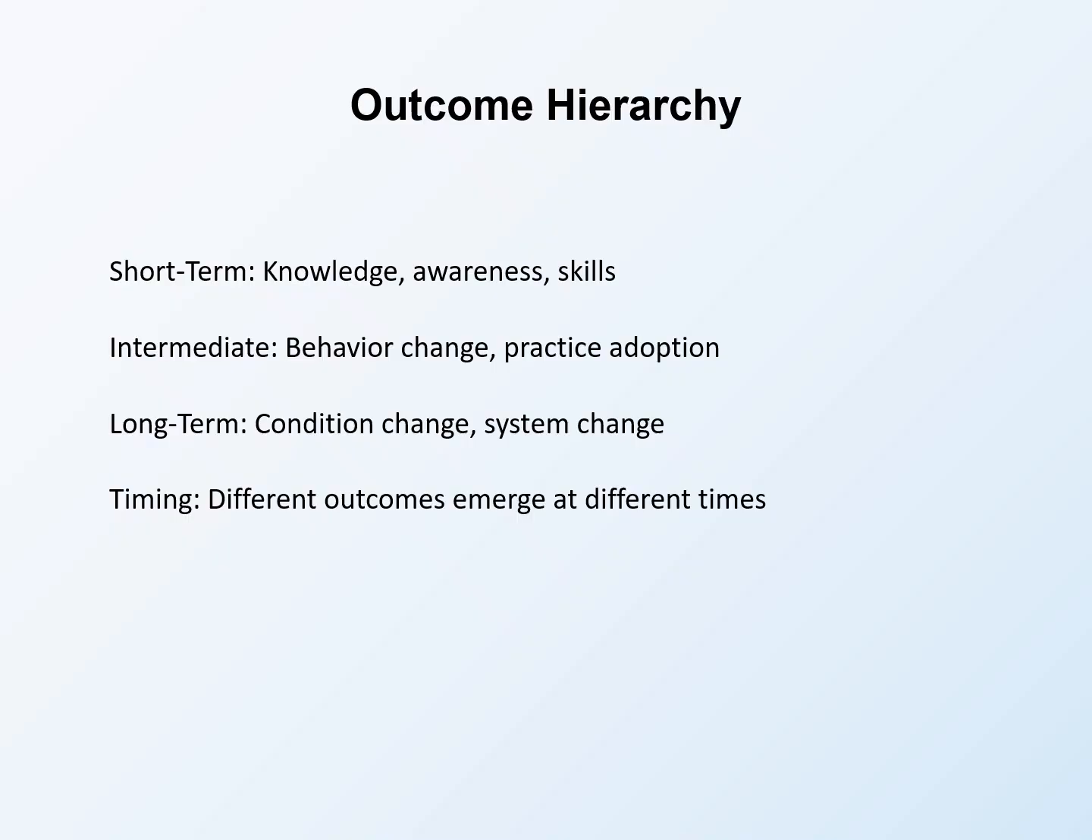Statistical power represents the probability of detecting an effect if one truly exists. Underpowered studies risk false negative conclusions where real effects go undetected. Key factors affecting required sample size include the minimum effect size you want to detect, the variability in your outcome measures, the statistical significance level you will use, and the power level you want to achieve.